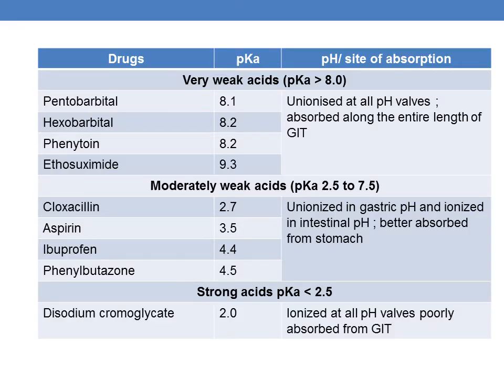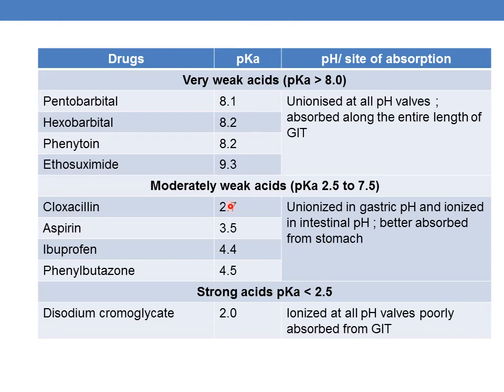Based on that, for weakly acidic drugs whose pKa is more than 8, examples are phenobarbital, hexobarbital, phenytoin and ethosuximide. They are mostly present in unionized form at all pH values and they are absorbed along the entire length of the GIT.